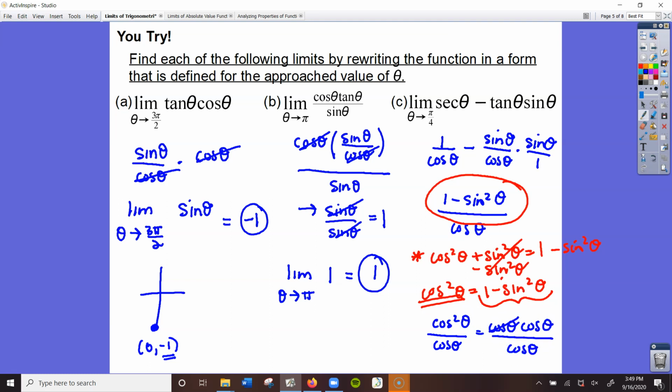So I could cancel out one of those cosines. Now I can go ahead and rewrite my limit, which I'm going to do over here in a separate color so you can see. We have the limit as theta is approaching pi over 4 of cosine theta. And if you have a look at your unit circle, the x value for pi over 4 is the square root of 2 over 2.